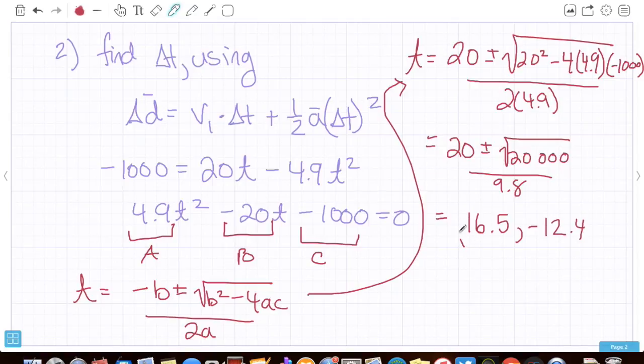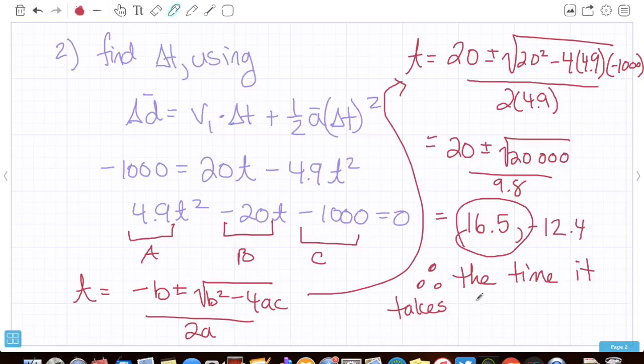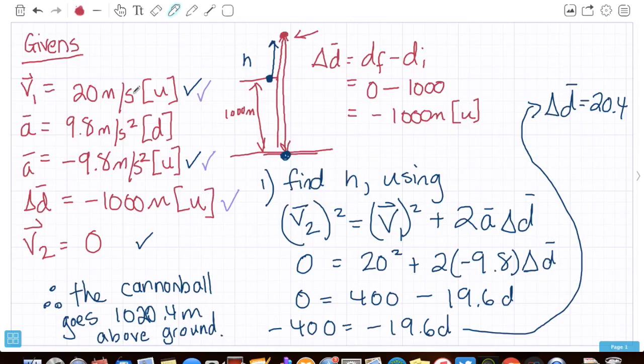Now, this is the one we're going to choose because we're looking for a positive time value. We're looking for the collision of the ball with the ground ahead in time. So therefore, the time it takes is 16.5 seconds. And I know it's in seconds because if we look at our units here, these are all in seconds.